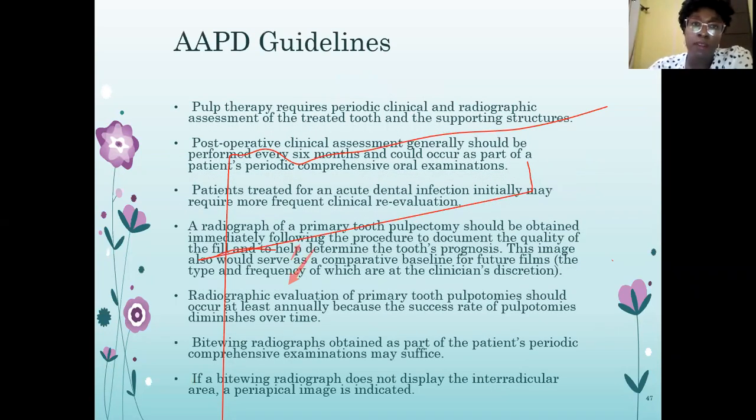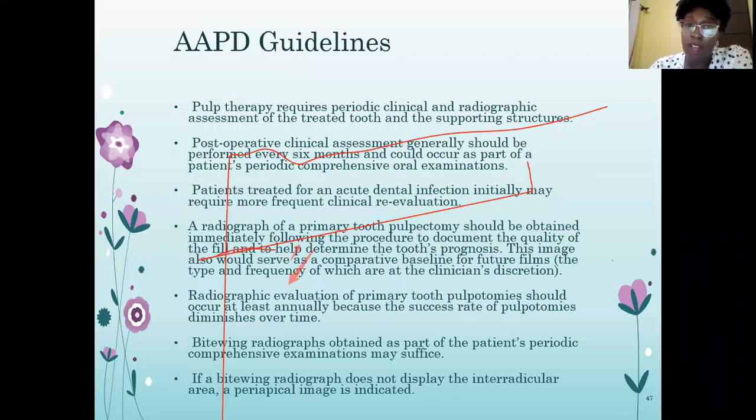So pulp therapy requires periodic clinical and radiographic assessment of the tooth and supportive structure. Again, this is because you are keeping in mind that you have a succedaneous tooth waiting to come out there, so you want to protect it. So clinical assessment should be performed every 6 months, and it should be part of the patient's periodic comprehensive oral exam.